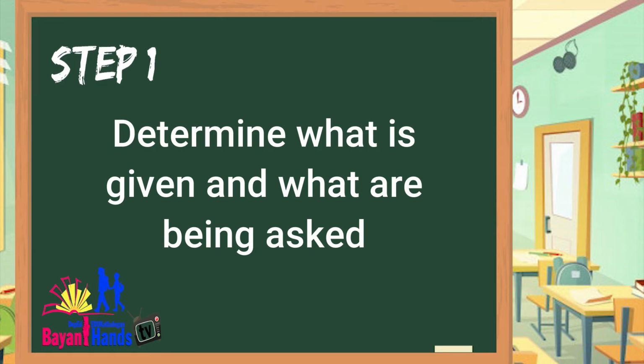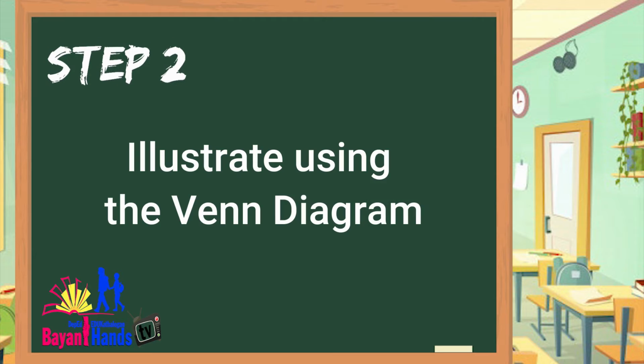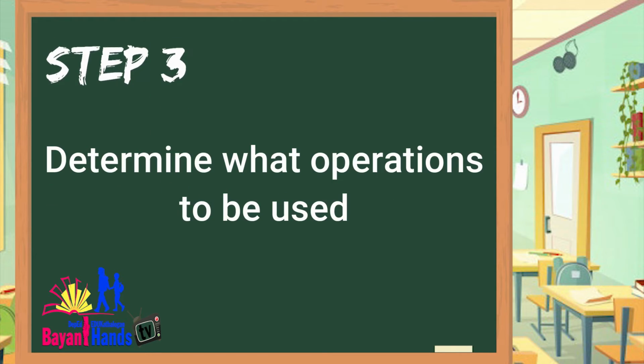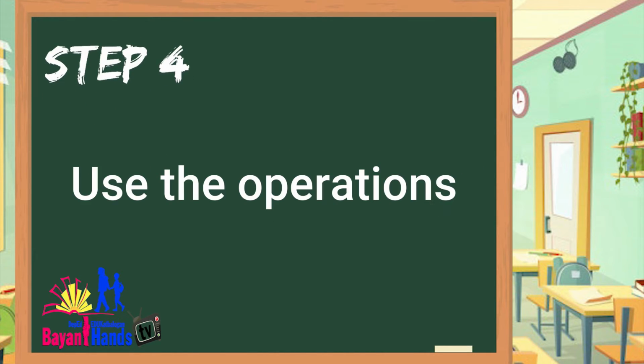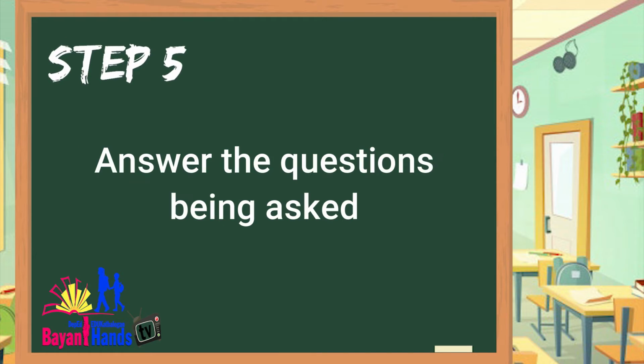Step 1. Determine what is given and what is being asked. Step 2. Illustrate using the Venn diagram. Step 3. Determine what operations to be used. Step 4. Use the operations. And lastly, Step 5. Answer the questions being asked.